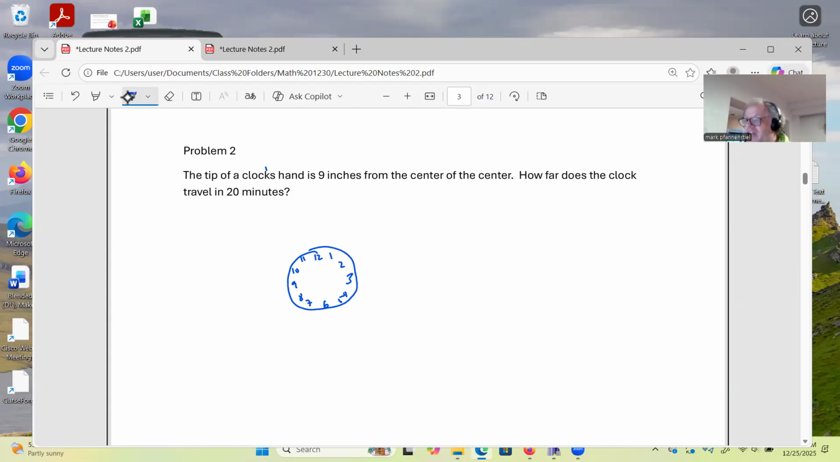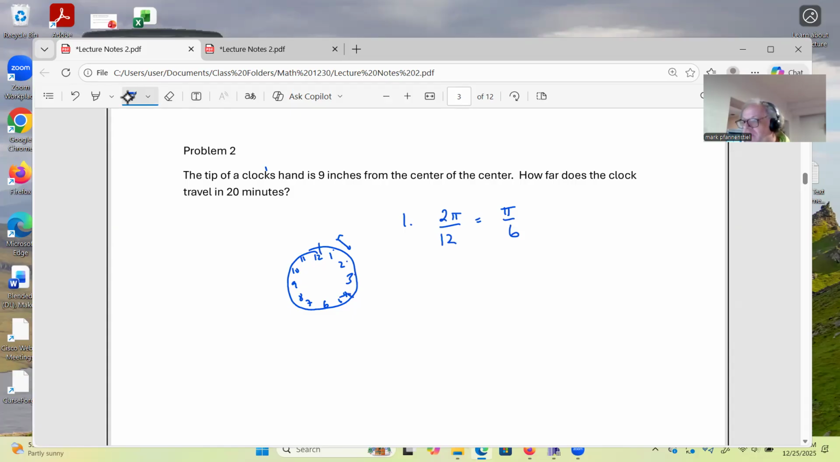But we need to know how far is 20 minutes. Actually, the first thing I want to do is figure out how much of an angle is between any 2 consecutive numbers. We take one full rotation and divide it into 12 different spots, and this gives me pi over 6 as the angle between any 2 consecutive numbers. Now let's go with 20 minutes. We have 5, 10, 15, 20.